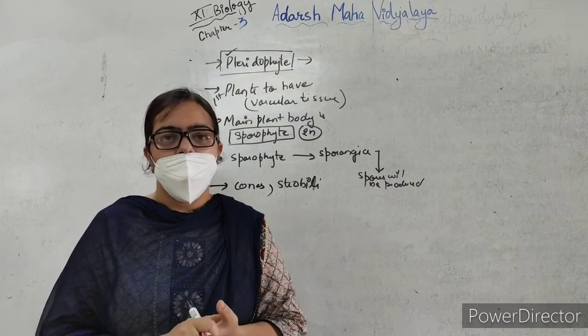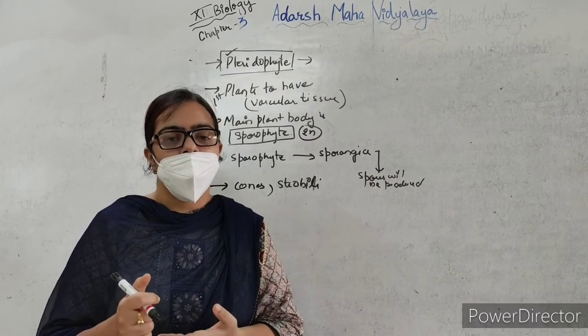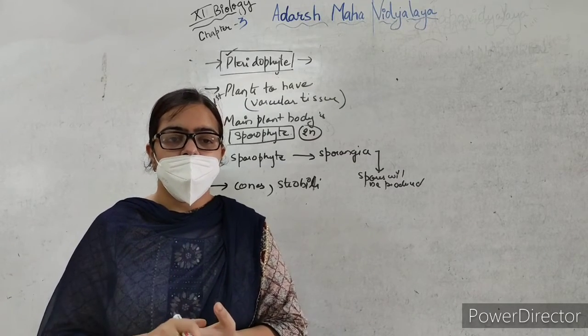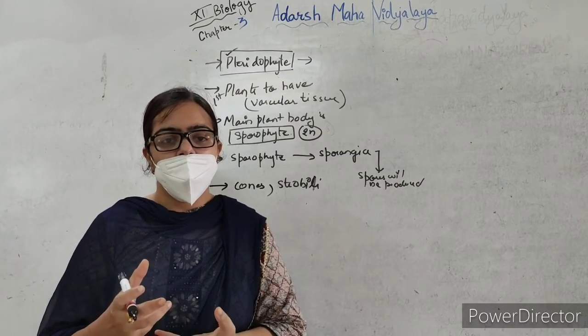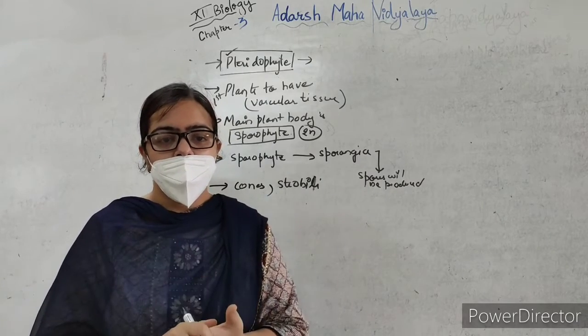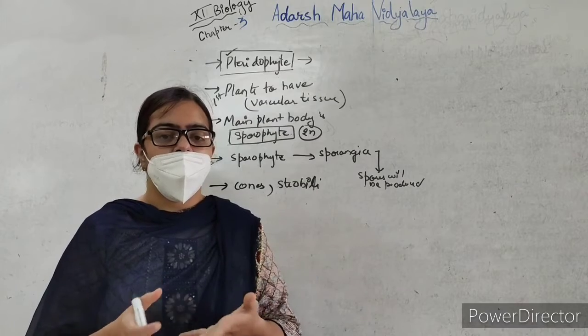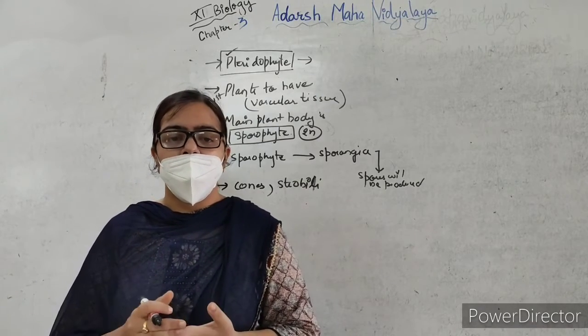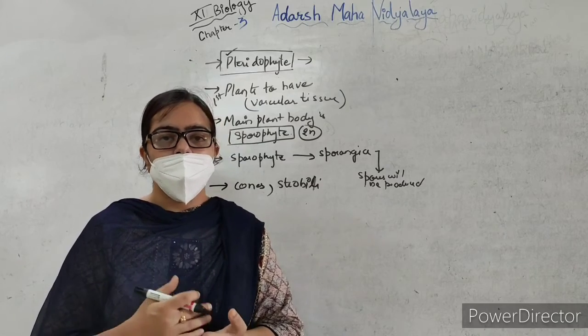The sporangia will produce spores by meiosis in spore mother cells. These spores will germinate to give rise to an inconspicuous, small but multicellular, free-living, mostly photosynthetic thalloid structure, the gametophyte called the prothallus. And the gametophytes will require damp, shady places to grow.